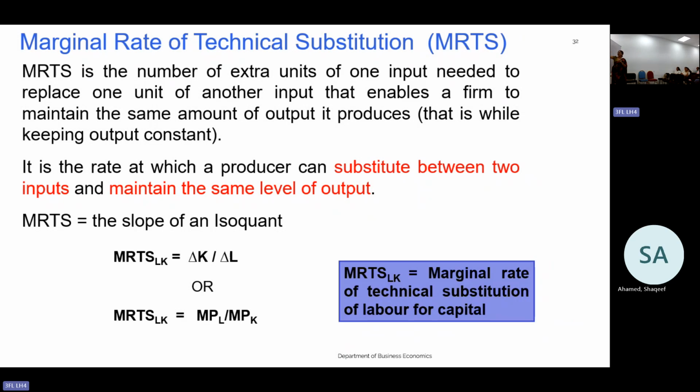Simplify it as you go, and do it by yourself. Get an expression. Delta K divided by delta L equals to what? Simplify it and get it.